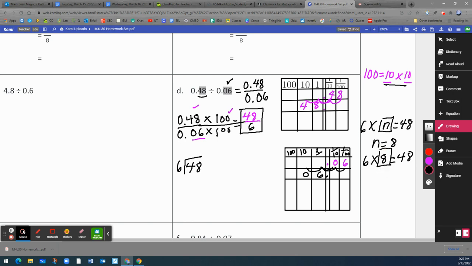We write the 8 in the quotient. 8 times 6 equals 48. The difference between those two numbers is 0. Now we know that the answer to this division of 48 hundredths divided by 6 hundredths equals 8.